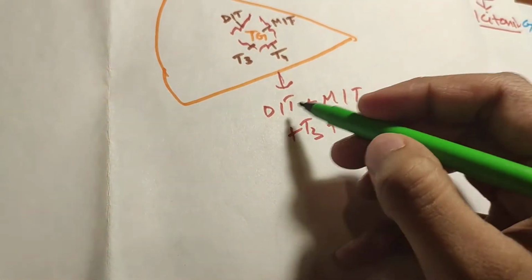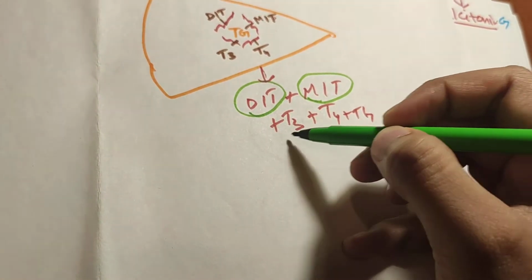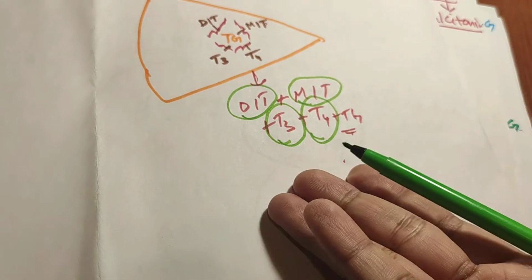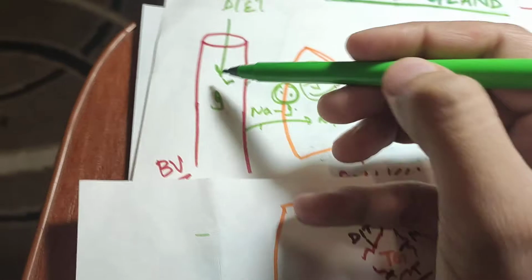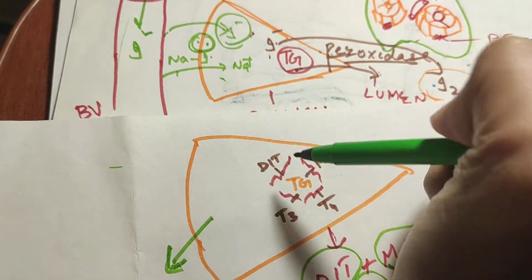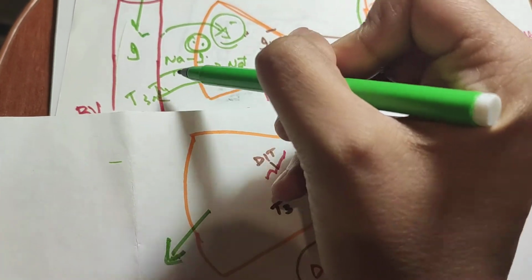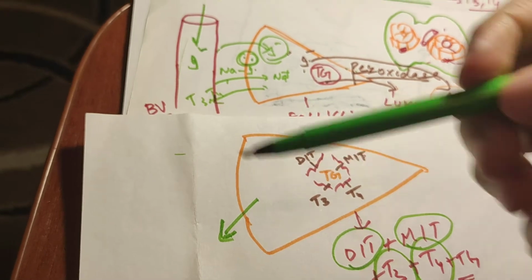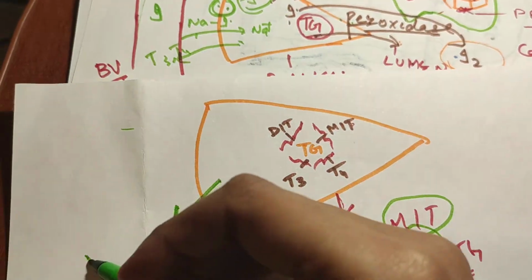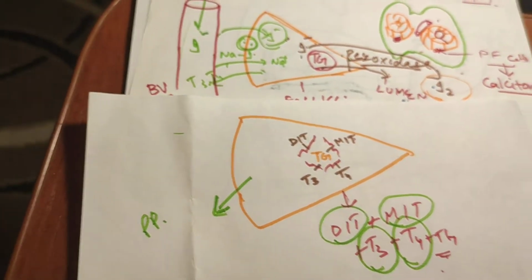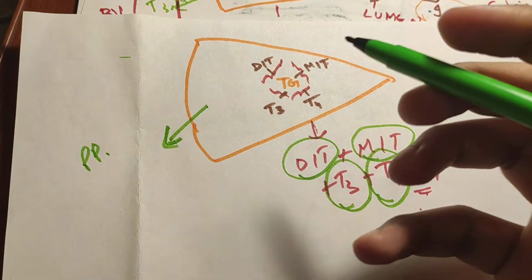So now DIT and MIT remain in the follicle. But the T3 and T4, which are the thyroid hormones, are moved out into the circulatory system. Now T3 and T4 won't move in the blood freely. They will be bound by plasma proteins and circulate in the blood, and then they will reach the various tissues of the body where they want to act.